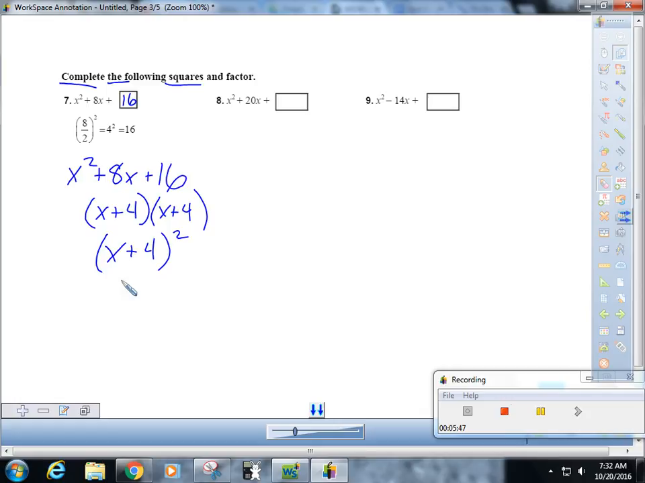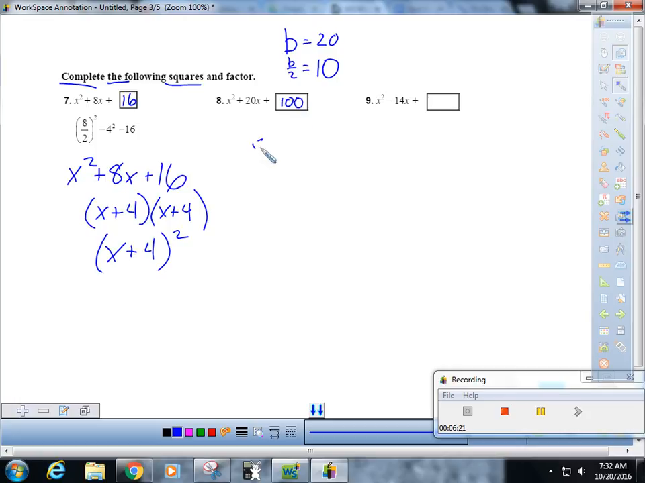I can't explain to you why you want to be able to do this yet, but when we get to the back, it might help a little bit. Okay? All right, so once again, you identify what b is. It's 20. You cut it in half. That's 10. And then you square that number to complete the square. So what's 10 squared?